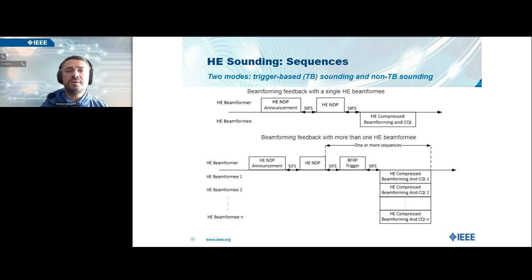And of course, in the trigger-based sounding case, the last frame is replaced with a BFRP trigger and multiple CBFs being sent by the beamformees, such that you can obtain in one shot the channel estimates of all the beamformees, and then you can use it for your downlink MU MIMO PPDU preparation.